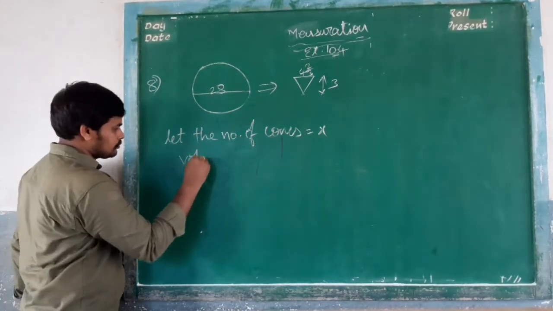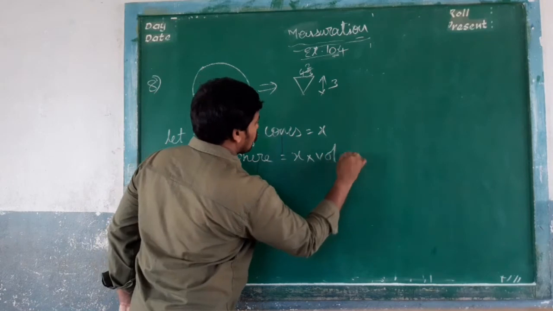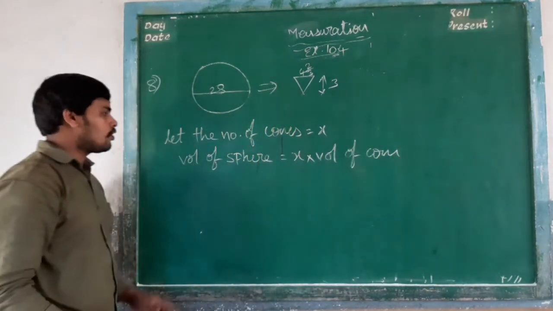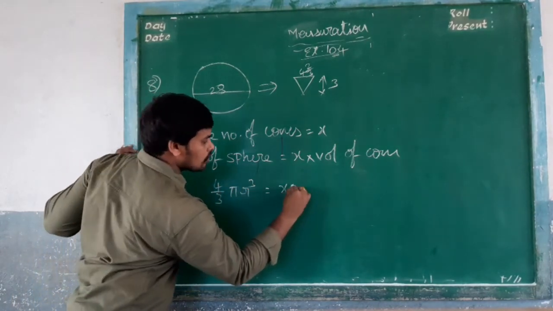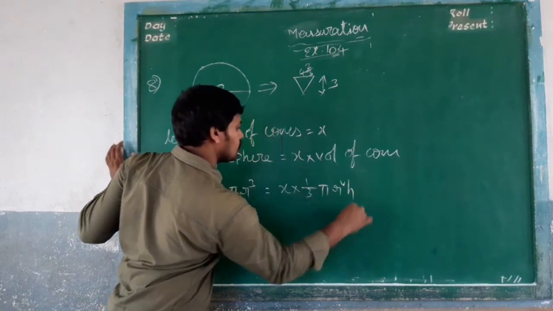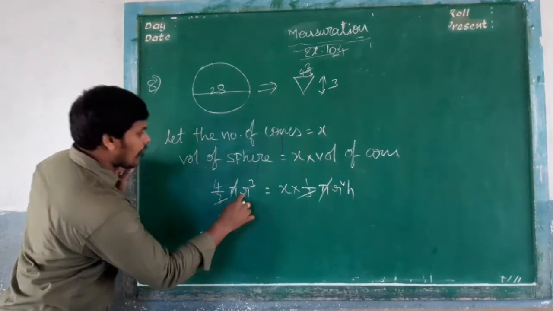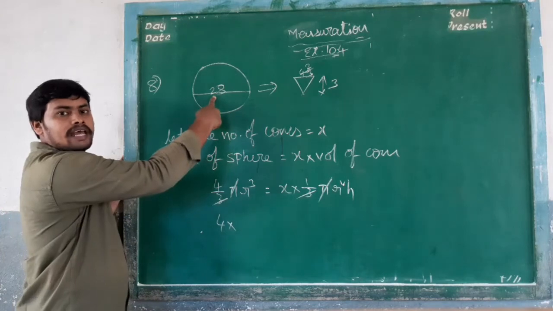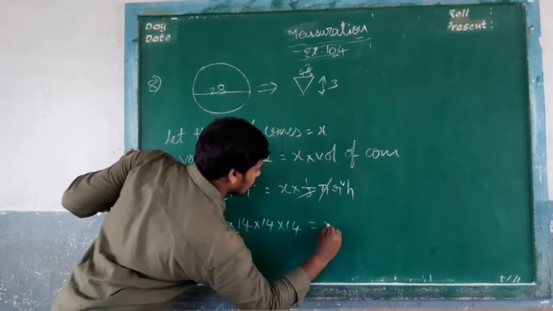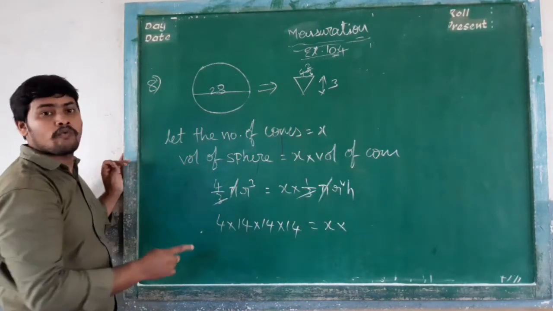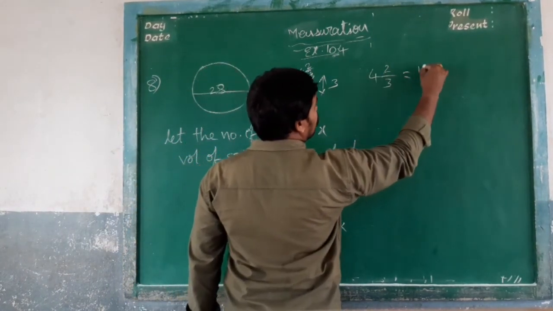So the volume of the sphere equals x times the volume of a cone. The volume of the sphere is 4/3 pi r cubed, and x times the volume of the cone, 1/3 pi r squared h. So 3 cancels, pi cancels. So 4 times the sphere's r value. The diameter is 28, so r is 14, giving 14 times 14 times 14, equal to x times the cone's r value, which is 4 2/3, that is 14/3.